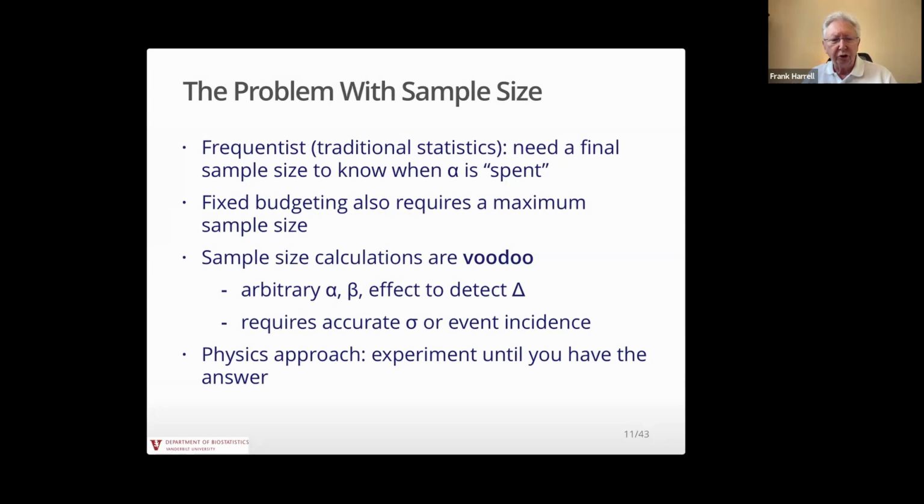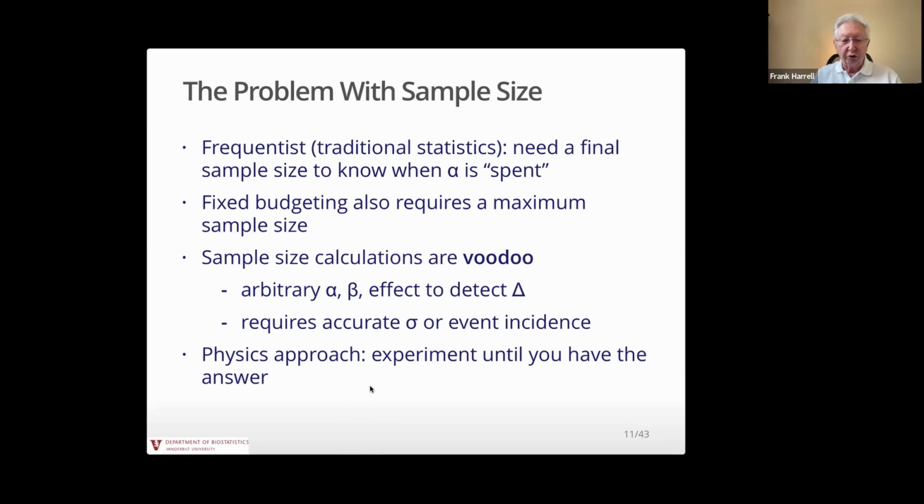Fixed budgeting, I already mentioned, but the calculations that we do are voodoo because they depend on an arbitrary alpha, beta, or 1 minus power. And then this delta, the effect to not miss, is typically gamed. It's a very distasteful game that takes place in government researchers, pharmaceutical companies all over. And you also need an accurate standard deviation to do a power calculation, or if it's a binary event, you need to have an accurate estimate of the event incidence. That is typically overestimated in power calculations.